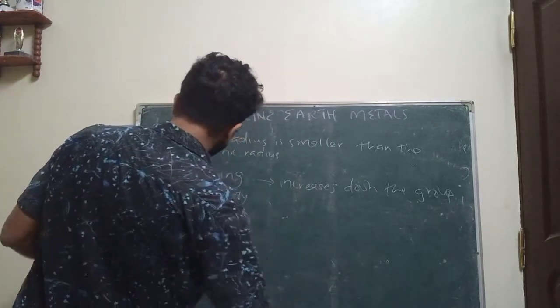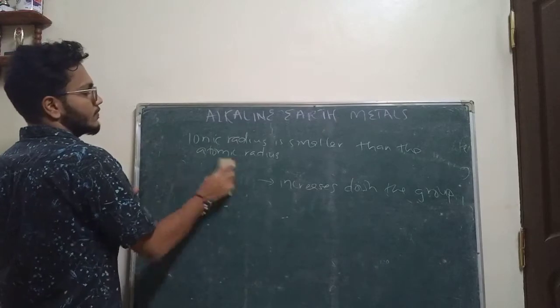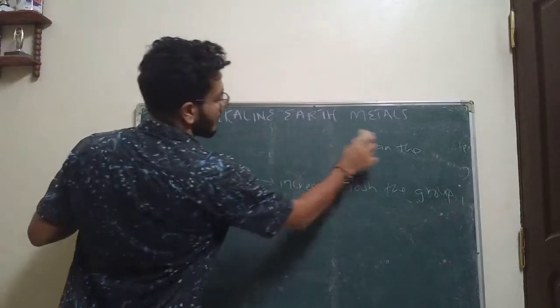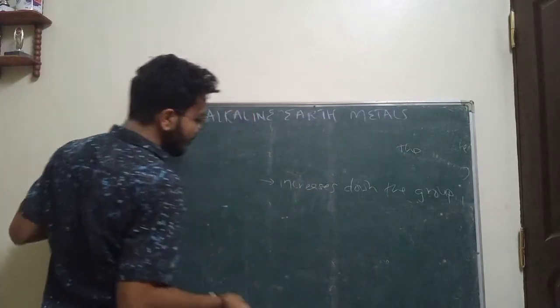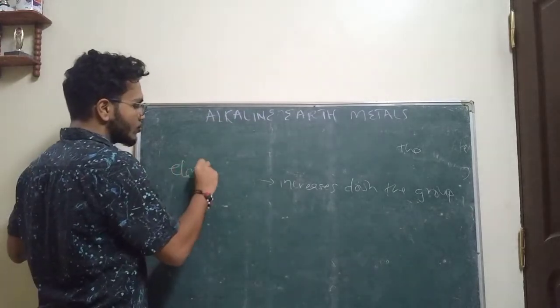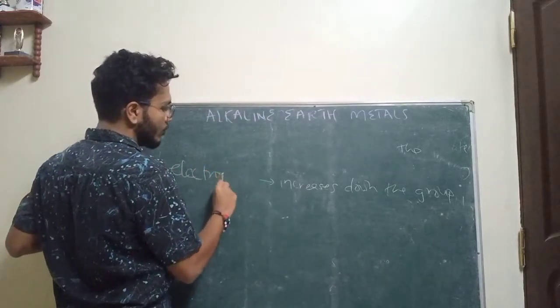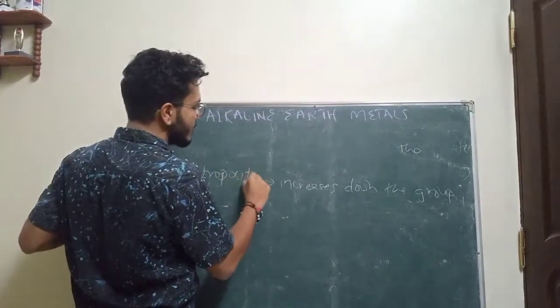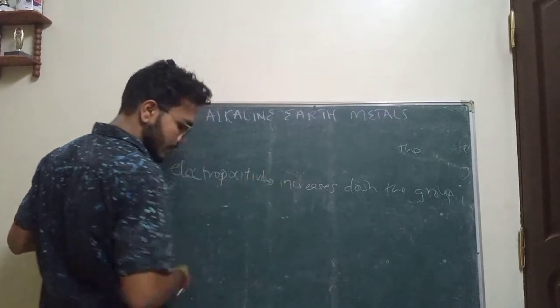Electropositivity is the same. It also increases down the group. Electropositivity also increases down the group with the same explanation as in alkali metals.